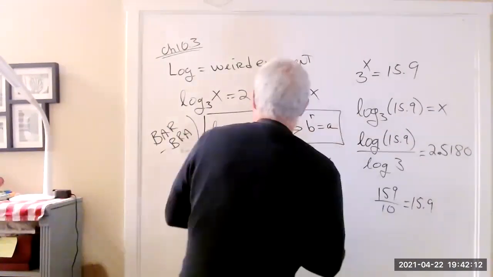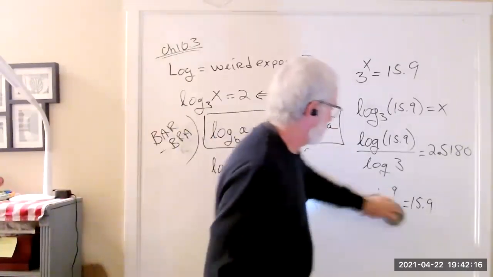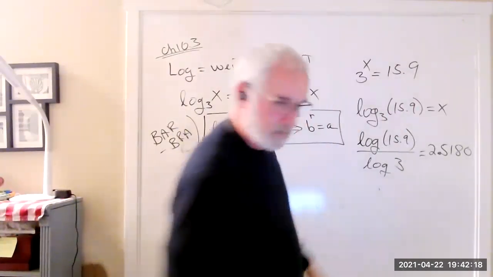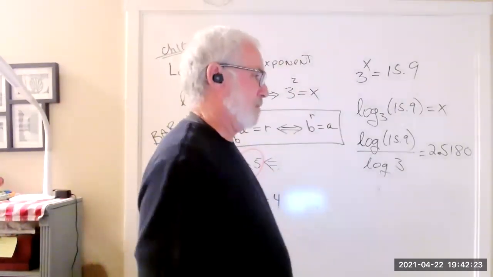All right. Let's try another one. Professor, quick question. On the right there, we have log of 15.9 divided by log of 3. Does it matter how you write that?